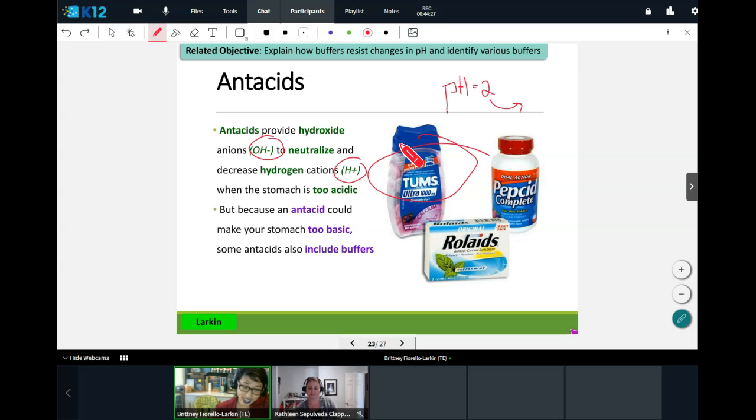However, the problem is antacids could make your stomach too basic. So for example, again, we want this to be pretty close to 2. So if it is pushed up to like a pH of 4, which is still acidic, but not nearly as acidic as your stomach should be, this could really hurt you, okay? So what happens here is a lot of these medications will also include buffers. And again, buffers don't necessarily have to keep things close to 7. In this case, they can keep things close to 2, close to what your stomach actually needs. All right, so just again, another real life example of buffers.